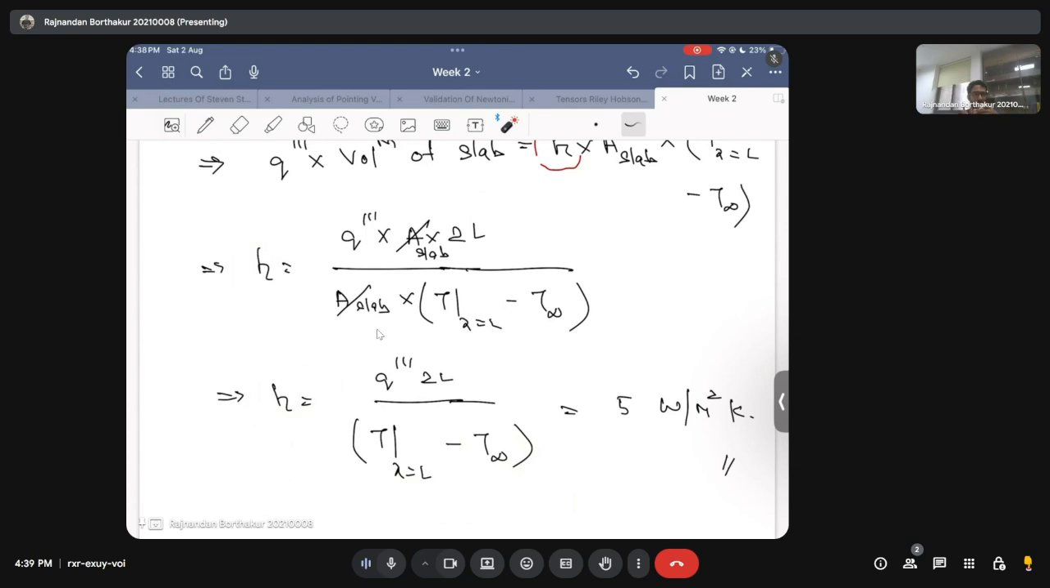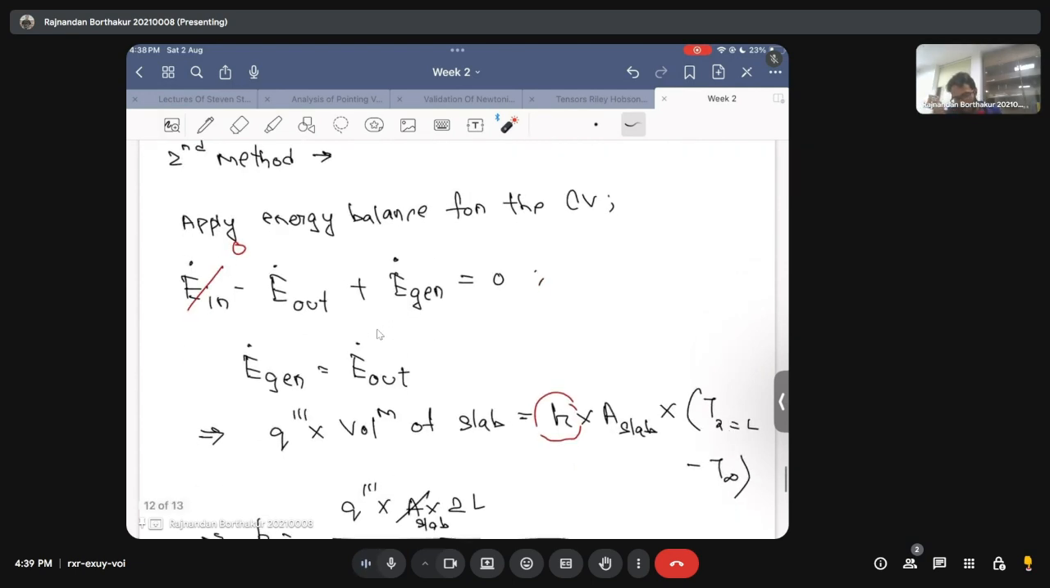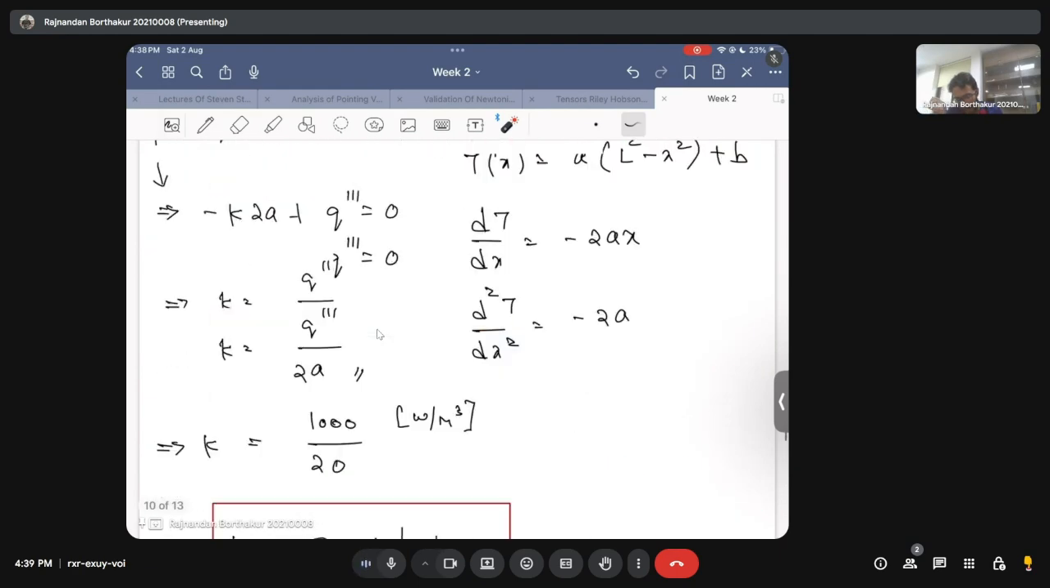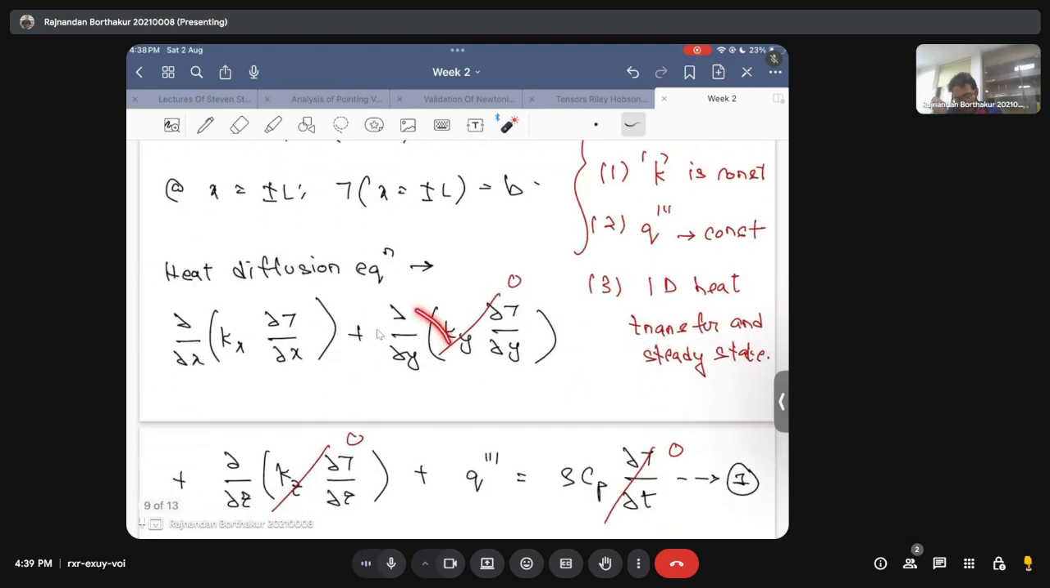So we saw that from the energy balance, just by bypassing the heat diffusion equation, we can also calculate h and k in this manner. But the true spirit is that the heat diffusion equation comes from energy balance itself. It's like we are doing an integral. So what we are doing here is an integral approach, and here we are doing a differential approach.